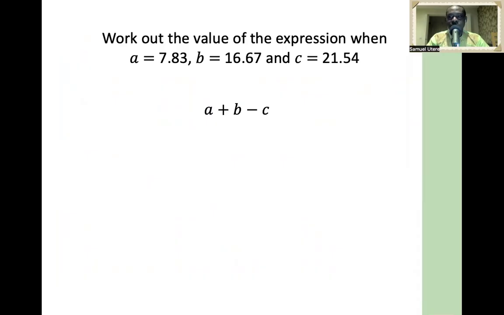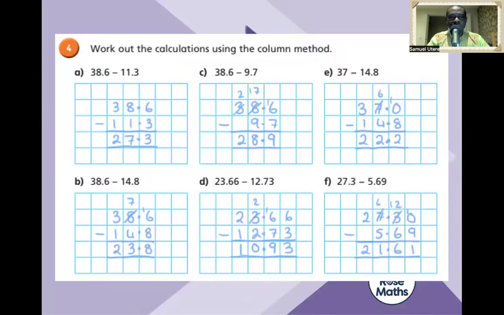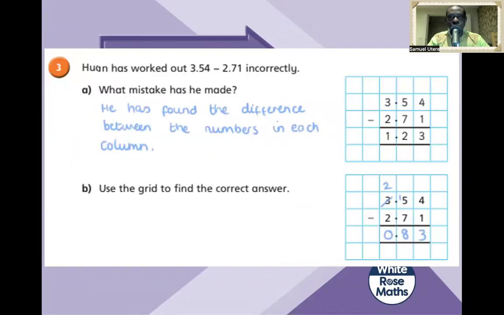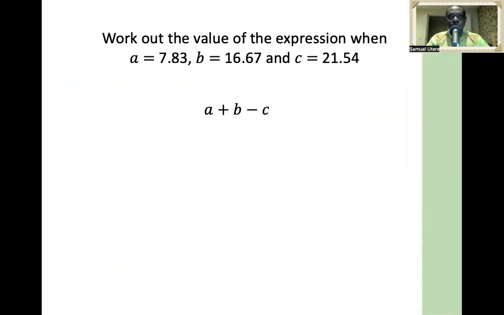Let's do some new learning. So remember, in an earlier calculation, we were able to work out this value, okay? So if we're asked, work out the value of the expression when A is 7.83, B is 16.67, and C is 21.54, we need to find the value. So we need to do A add B. A is 7.83. When we add B, which is 16.67, we're going to have 24.5.